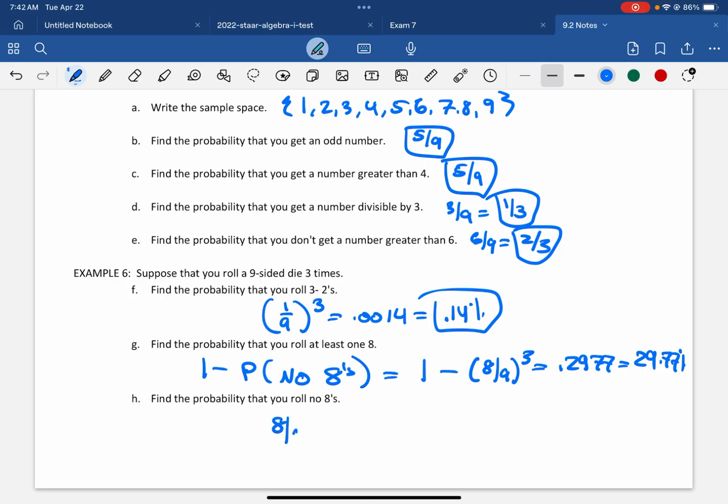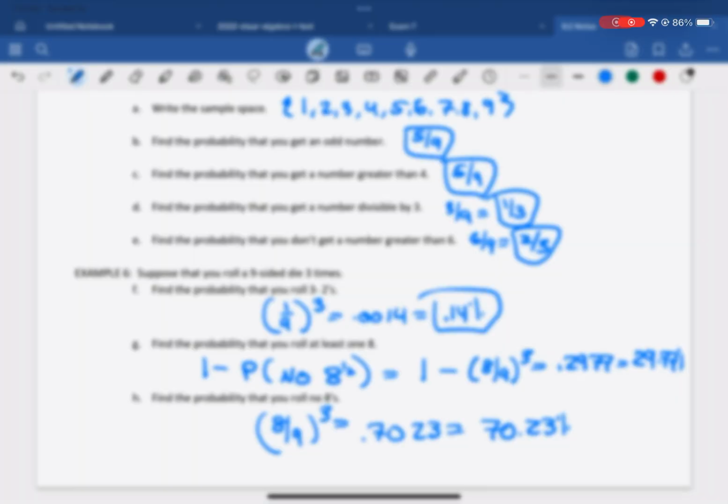Okay. And then finally, find the probability that you roll no 8s. Well, we just used that, so that should be an easy answer. A couple of ways to do it. You could do 8 over 9 to the third power, or you could do 1 minus the 0.2977 from our previous answer, and we get 70.23%, no 8s. All right. That is all of 9-2.